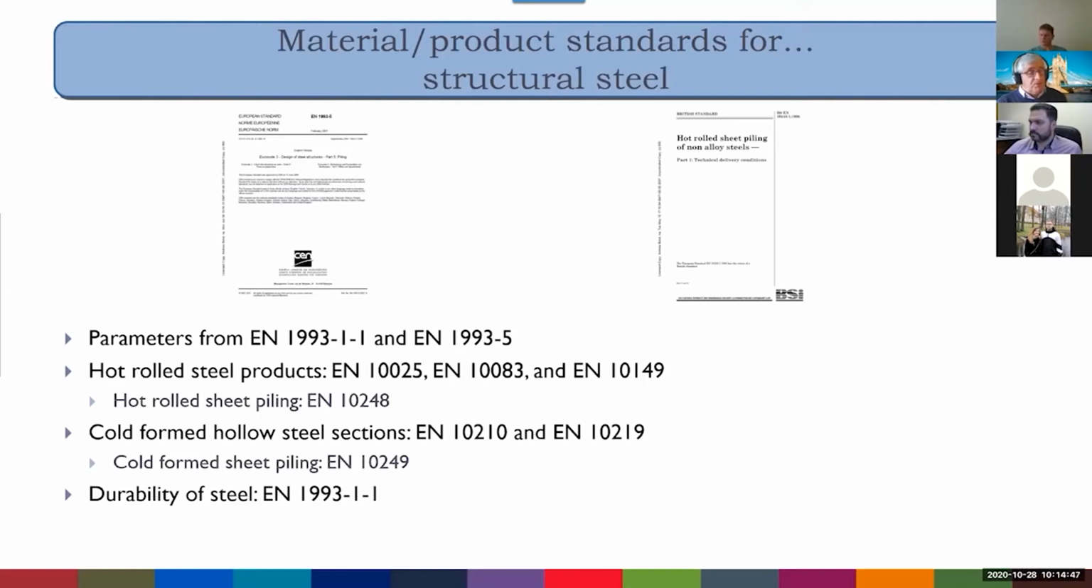For retaining walls, we're particularly interested in hot roll sheet piling, and that has its own material product standard, 10248. We also might be interested in cold form sheet piling, so that is 10249. Now, these are very dry documents, they're technical documents, but there are important things in terms of yield stress and strains, toughness and things like that, which may be important in your design, particularly the structural aspects.